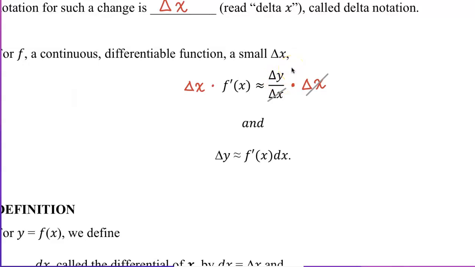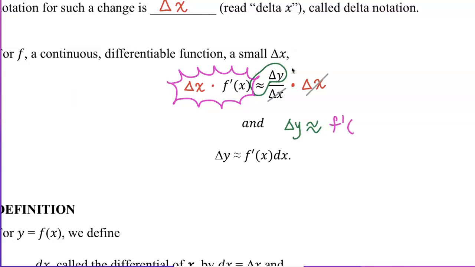Delta y is left, and that is approximately equal to what's sitting on the other side of this equal sign. If you write f prime of x first, and instead of delta x, I'm going to write down dx. And that's how we have this formula for delta y. We're going to find delta y by finding the derivative at x and multiplying by the change in x.